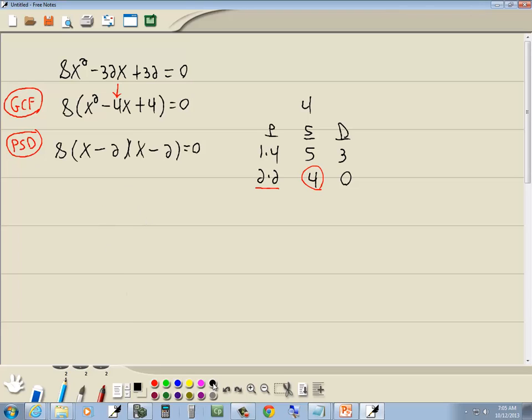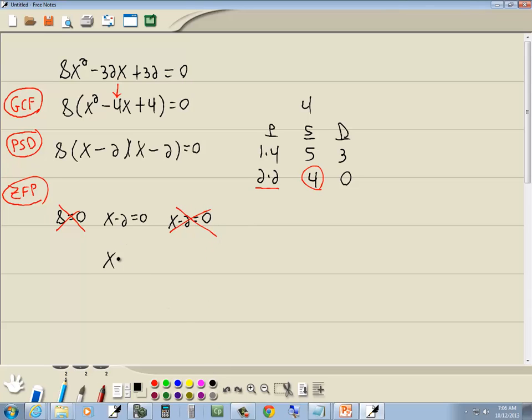Now, zero factor property. It says you get 0 on one side, you factor the other side, you're going to set each factor equal to 0. So I'll set 8 equal to 0, x minus 2 equal to 0, and x minus 2 equal to 0. Now we're solving for a variable. You notice 8 equals 0 doesn't have a variable, so we don't need to worry about that. You actually never need to worry about setting a number equal to 0. And also, you notice how these are both the same. They're going to give us the same answer, so I can cross off that one.